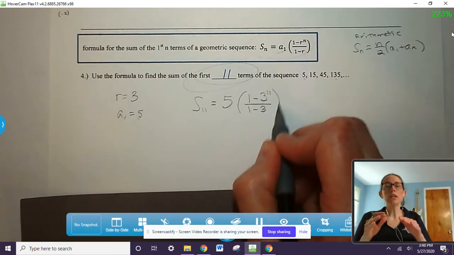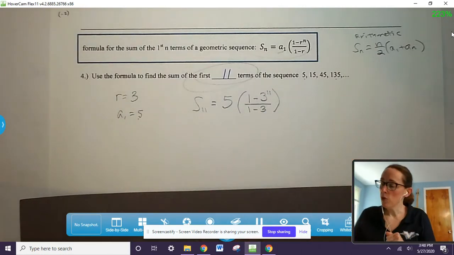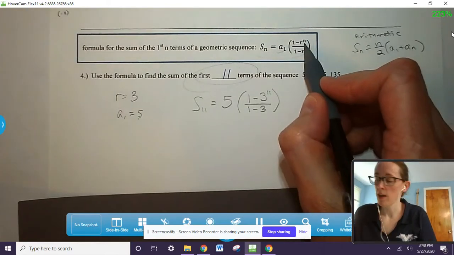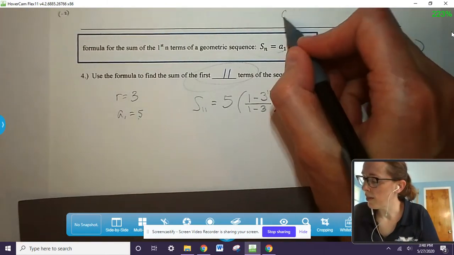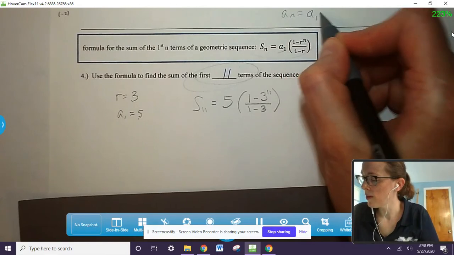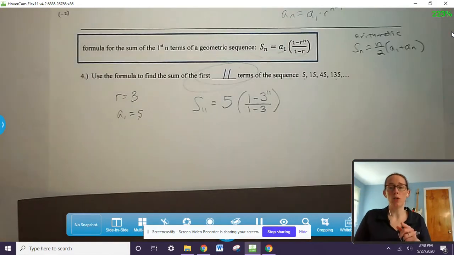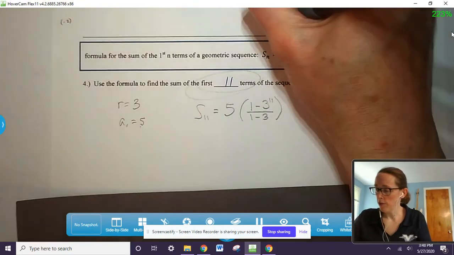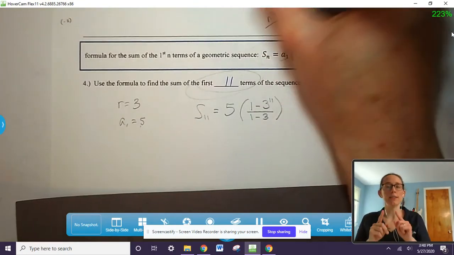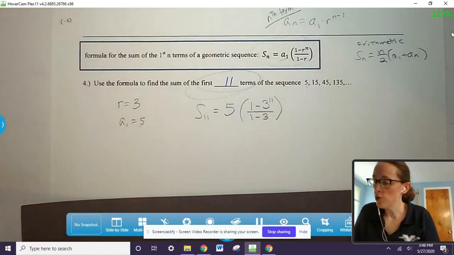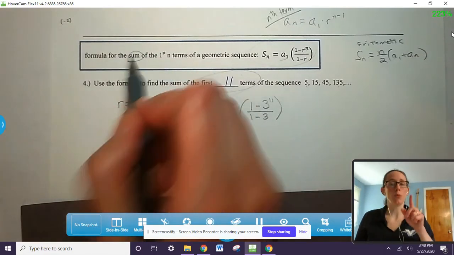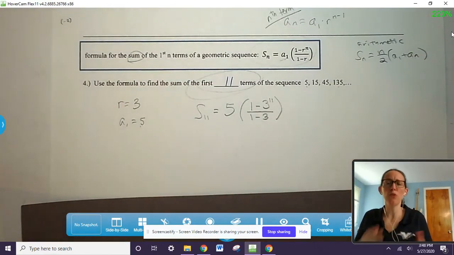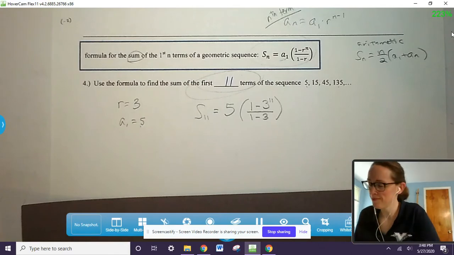Now, before we continue, please notice, in this formula, we use n. For the formula for the nth term, the exponent is n minus 1. So you want to be very careful. When you're looking for the formula for the nth term, the exponent is n minus 1. But when you're doing the formula for the sum, the exponent is n. Be careful. Use your notes to help you as you do problems.